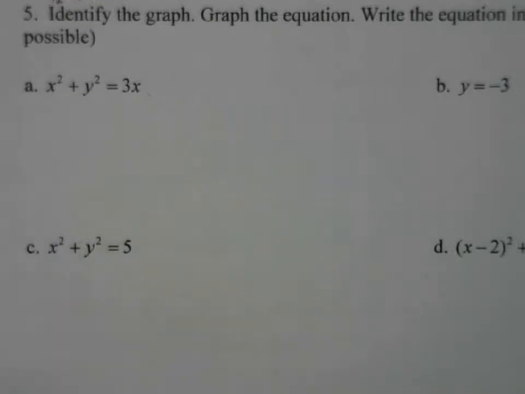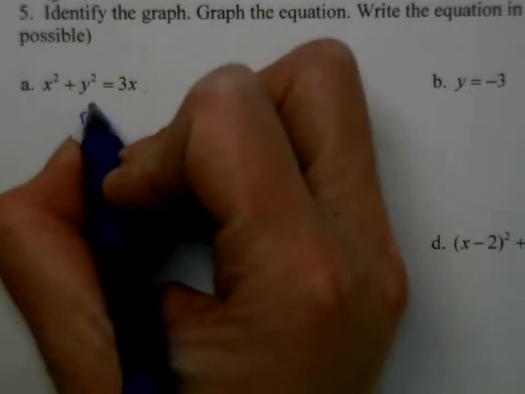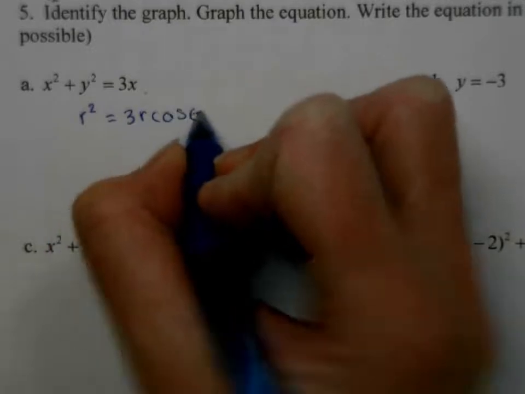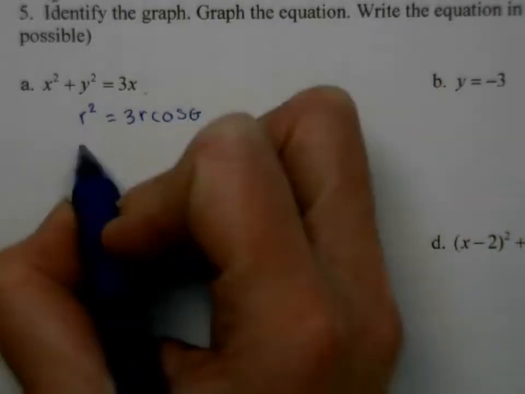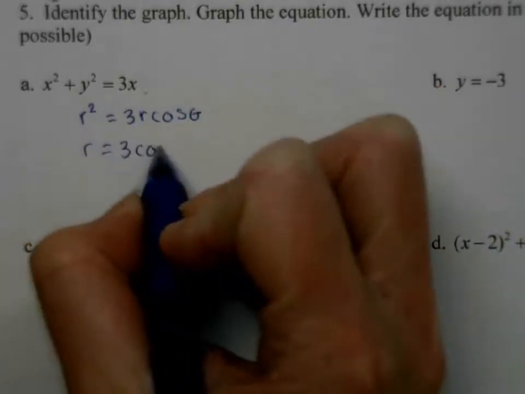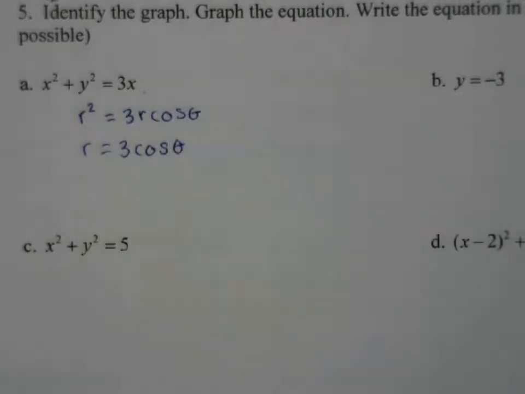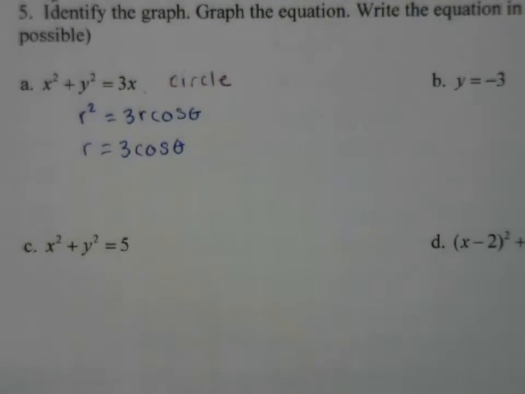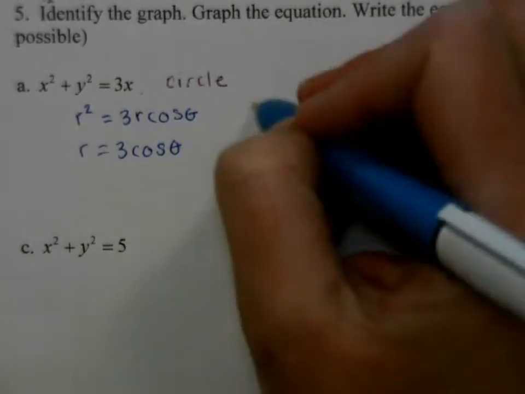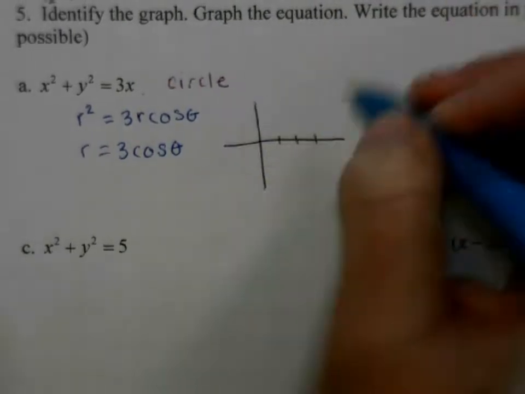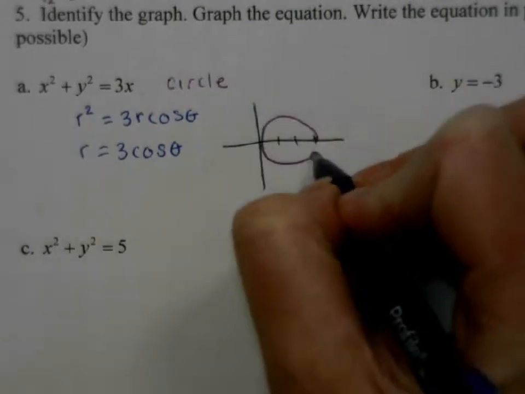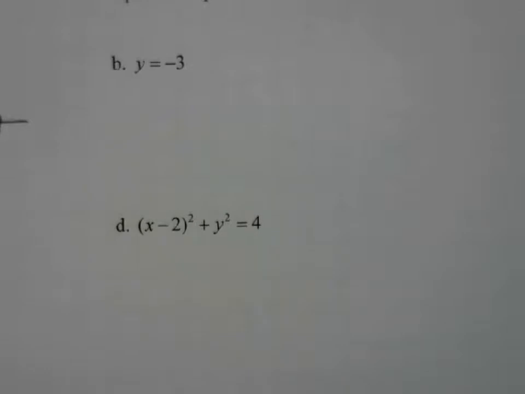So I'm converting. So I know x squared plus y squared is r squared, and x is r cosine theta. To solve for r, I'll just divide both sides by r to get that r equals 3 cosine theta. So this is a circle. The graph is exactly the same as the one we did above. So I'm going to go out 3 and graph that circle. Here we know we have a horizontal line.